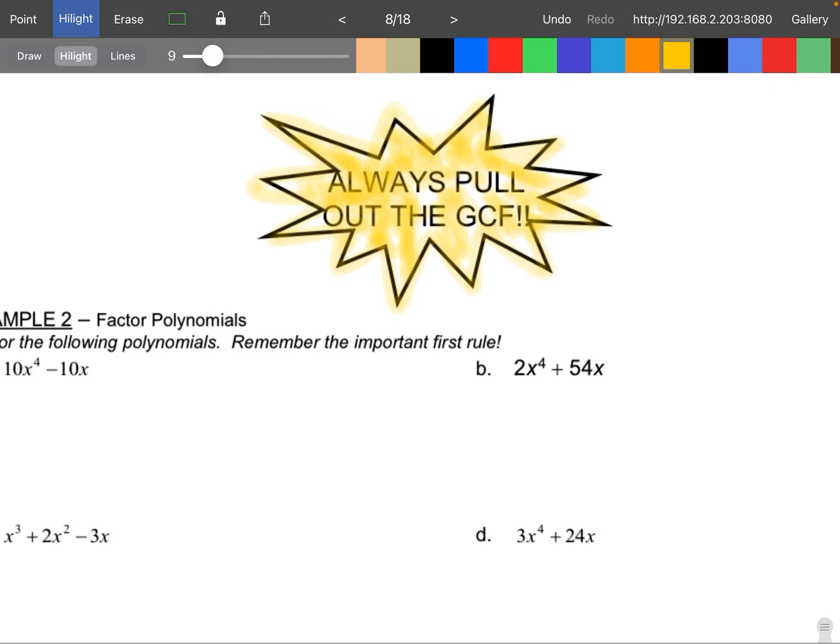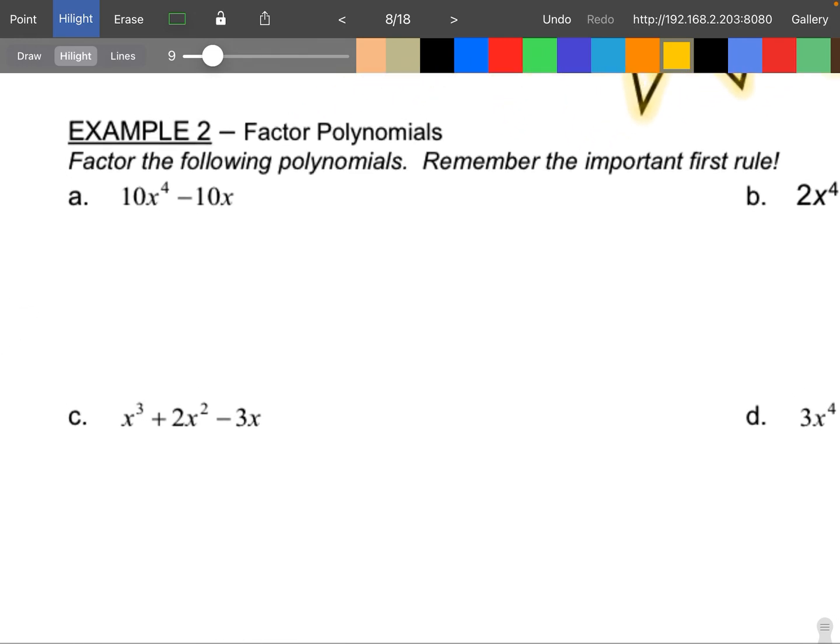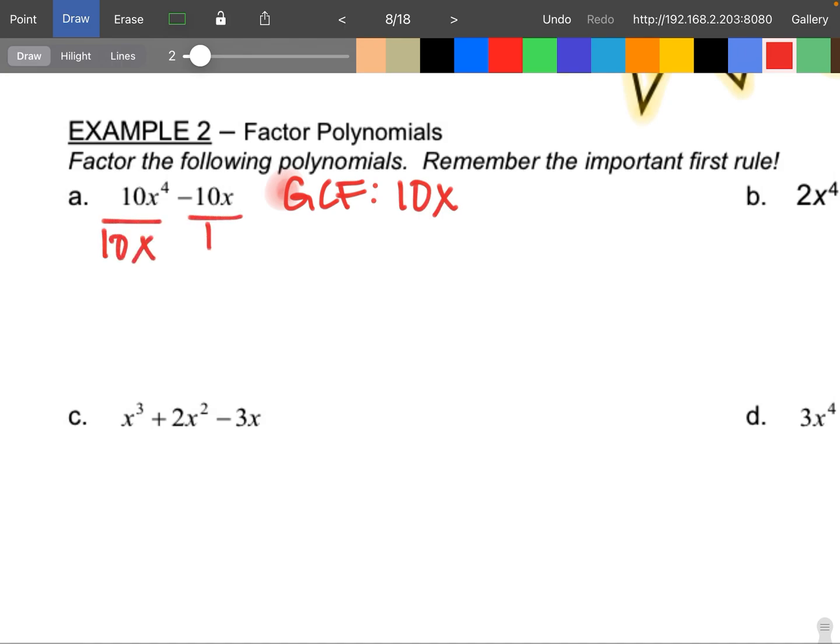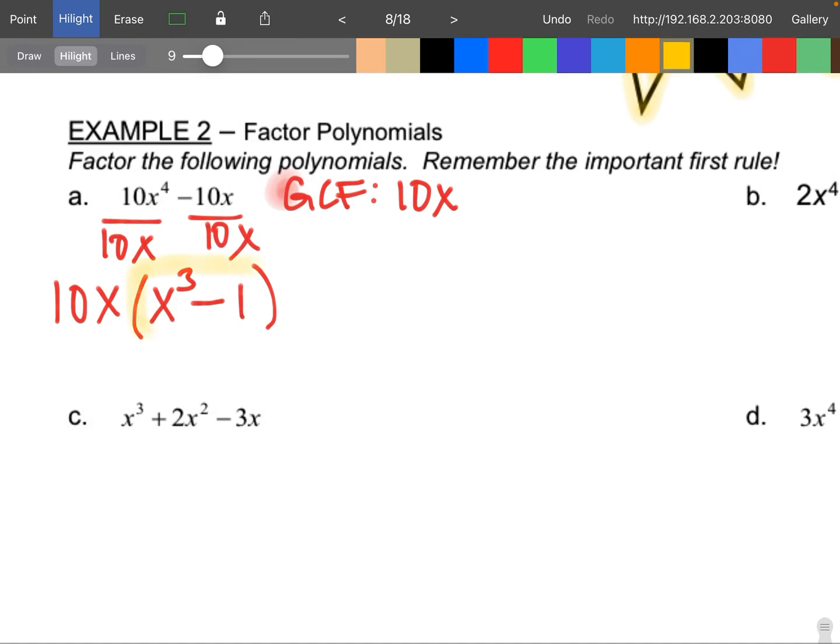So let's look at a couple of problems that have a GCF. So in example 2a, I notice that there's a 10 in both and an x. So I know my GCF is going to be 10x. So I can divide out a 10x from both. X to the fourth divided by 10x is just x to the third. And 10x divided by 10x is 1. So now inside my parentheses here, I have the difference of perfect cubes.